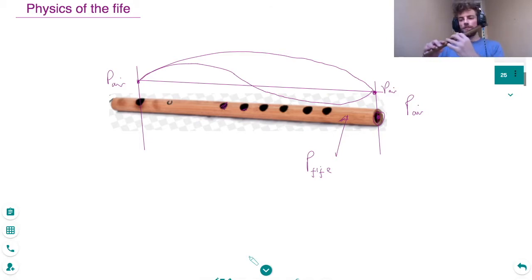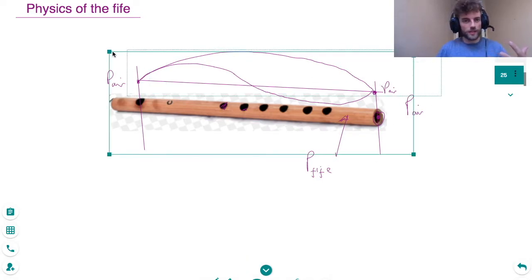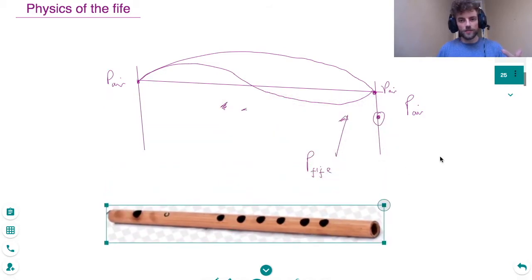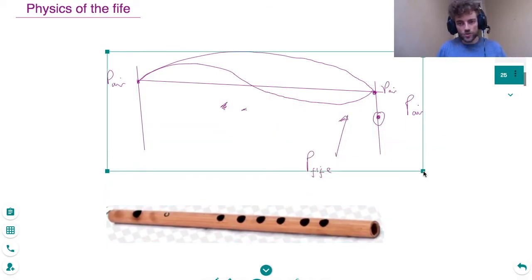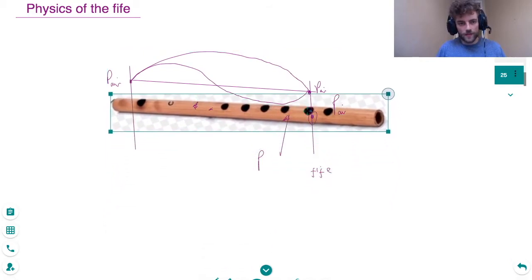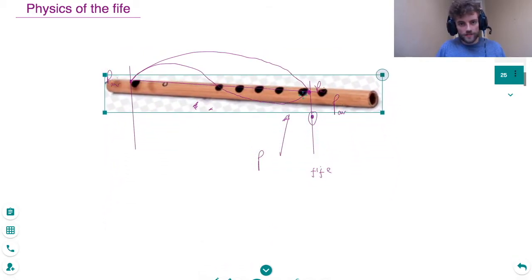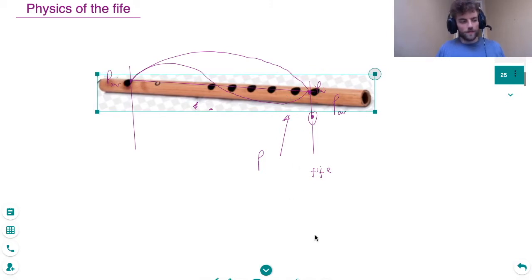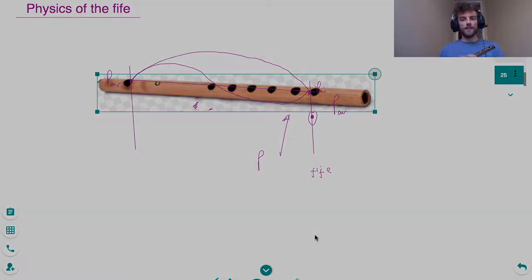So what happens if I start to take off fingers on the fife? Well, if I take off a finger, the same thing happens as if I shorten the length of my guitar string. So let me move the fife out of the way. Let me shorten these waves. And you can see, effectively, the open end is now here. And therefore, the wave ends at this point. Therefore, the wave is shorter, the frequency is higher. This is exactly like shortening the length of the string.